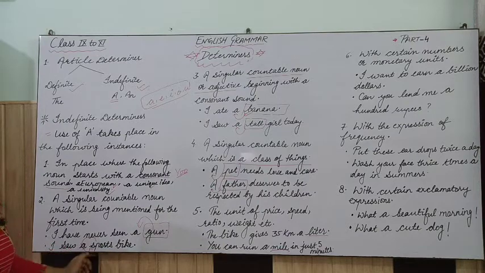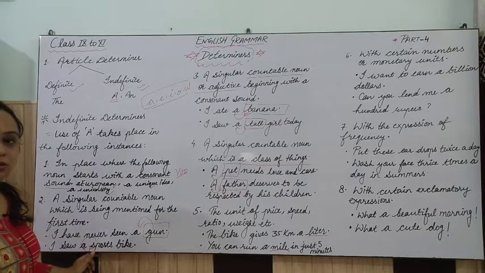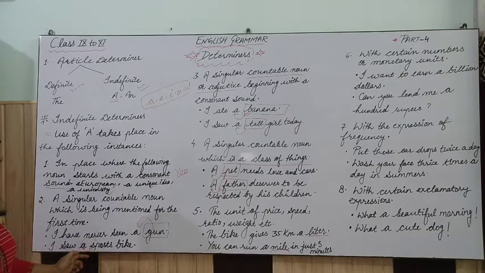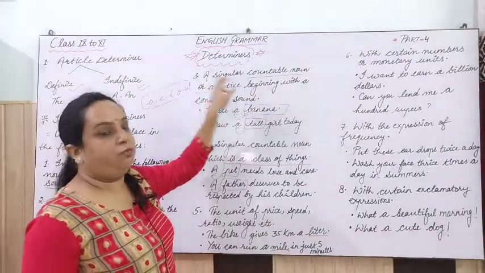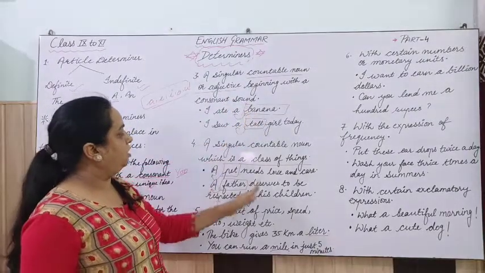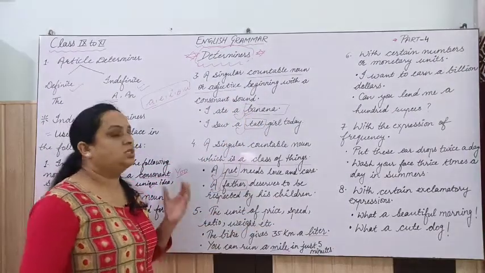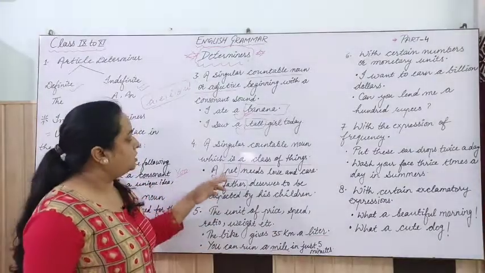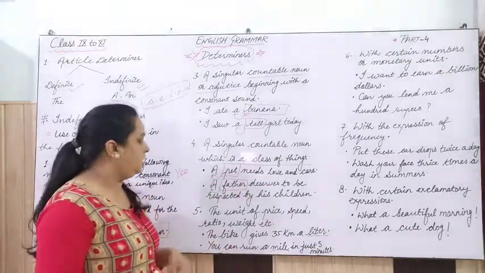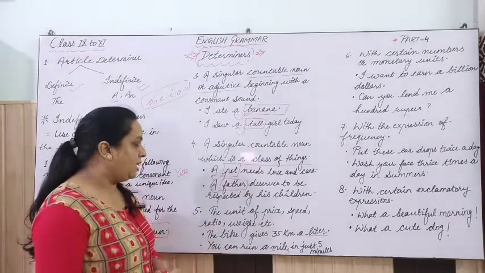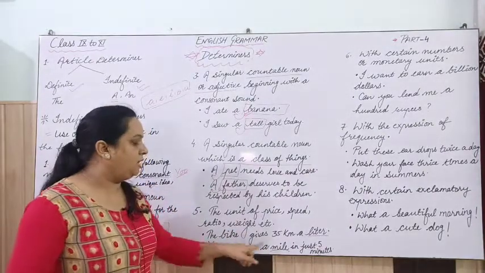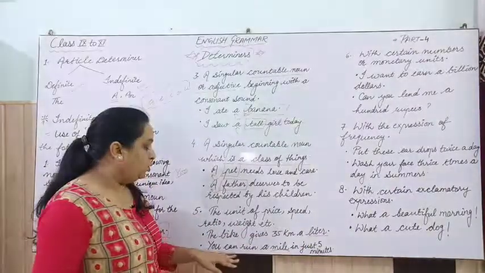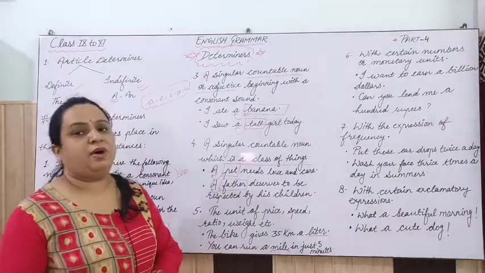I saw a sports bike. This is also following the consonant rule, S being the consonant letter here, and it is being used for the first time with this noun. Third is a singular countable noun or adjective beginning with a consonant sound. So this we have learned. Fourth is a singular countable noun which is a class of things. So this is, a pet needs love and care. And the fifth one is the unit of price, speed, ratio, weight, etc. when it is used as singular. So, the bike gives 35 km a liter. You can run a mile in just 5 minutes.